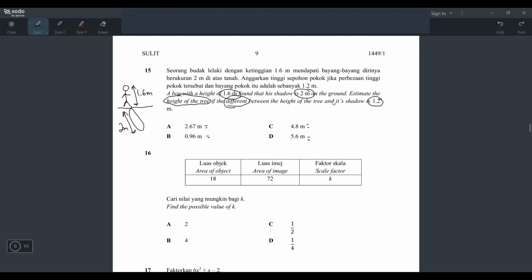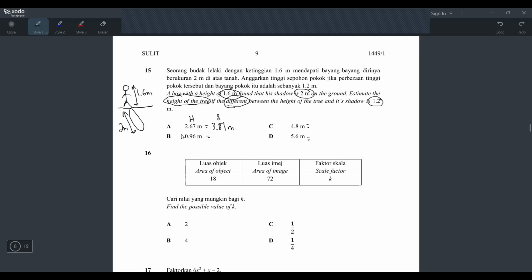So they say the difference between height of trees and shadow is 1.2. Let's say the height of tree is 2.67. My shadow will be 2.67 plus 1.2, not minus. You have to plus because the shadow is longer. So it will be 3.87 meter. It means this one is the real height of tree, this one is the shadow. Do you understand what I mean?